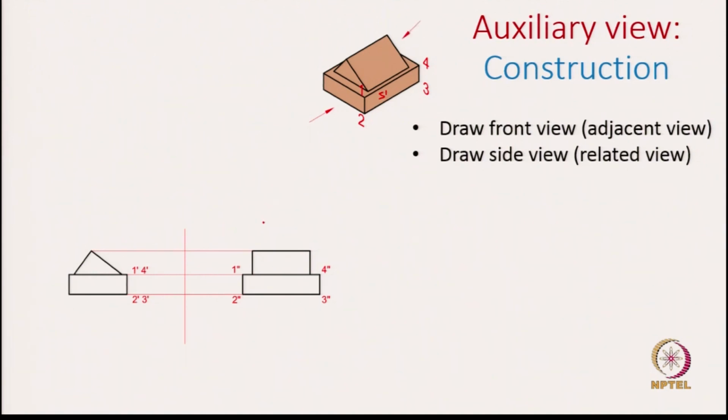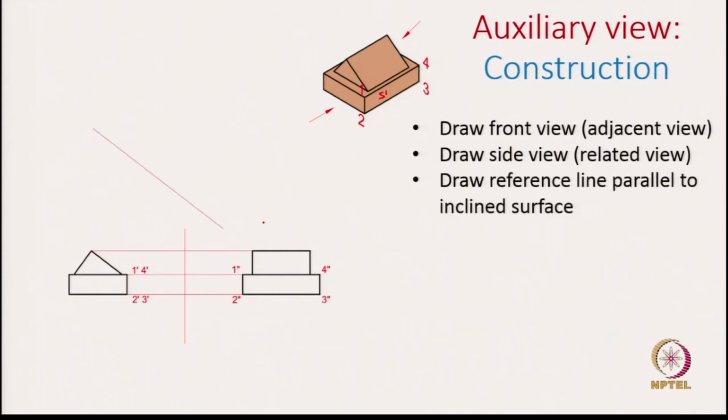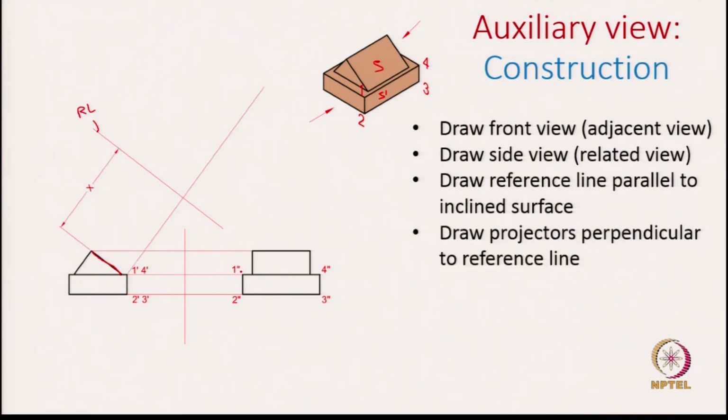But now once we are focusing on the auxiliary view, we first need to define the auxiliary plane by the reference line. So, this is the reference line which is parallel to the surface of interest. The surface of interest is S here, which shows as an edge in the front view. So, this is the edge we are looking at, and this reference line, as I am mentioning, is parallel to the edge. Okay. After this we draw again the projectors.